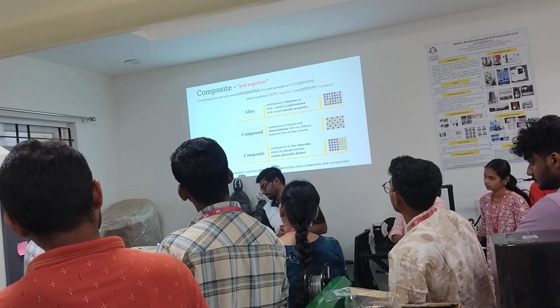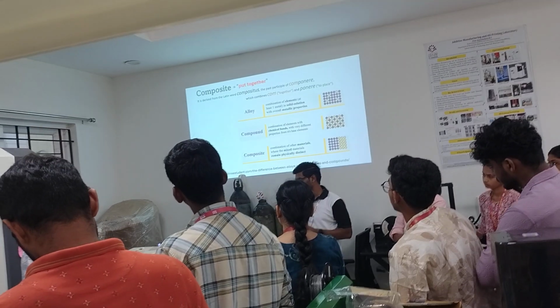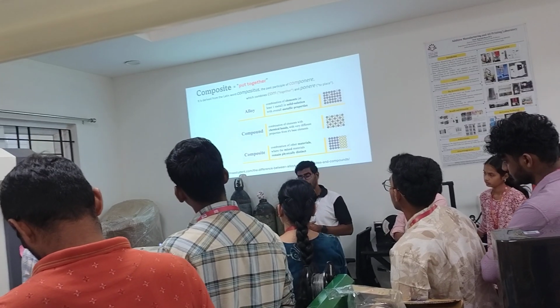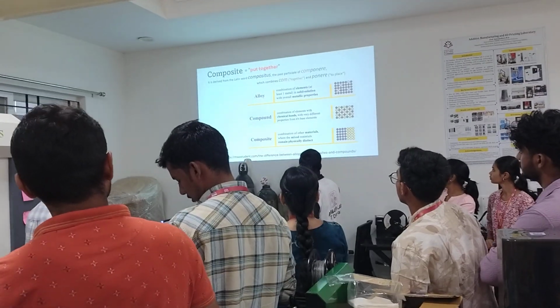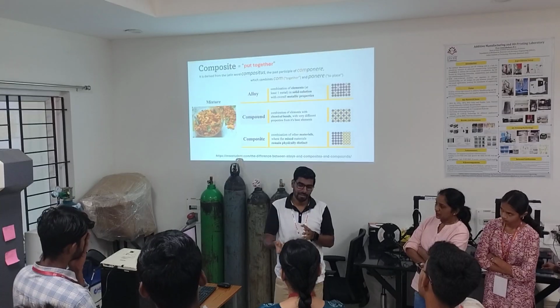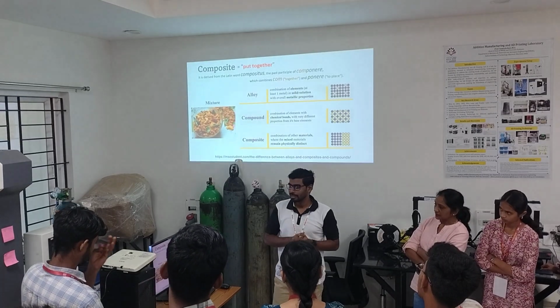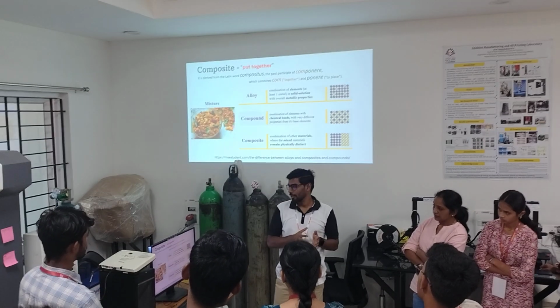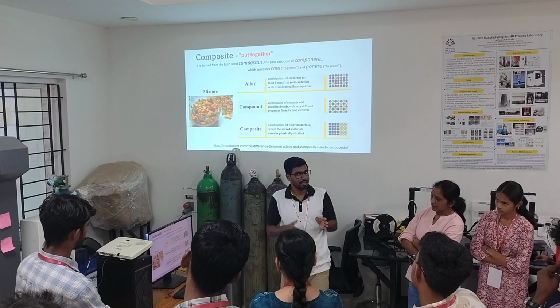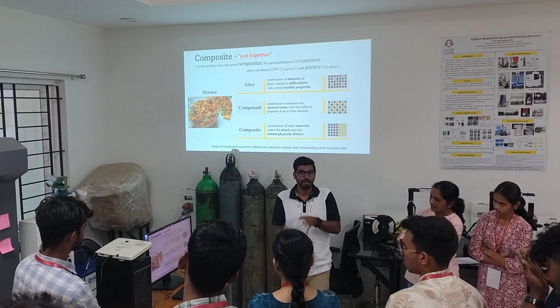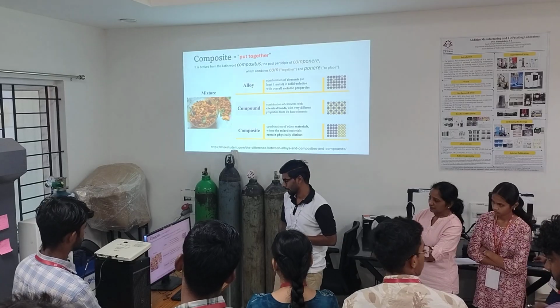Then comes composite. It is a combination of two or more materials, and they should be physically distinct. So it shows that one is yellow in color, one is different, the matrix as well as the reinforcement together. So we get that as a composite. We cannot call it just a mixture. It is a subset of mixture, but it has to be engineered in a way.